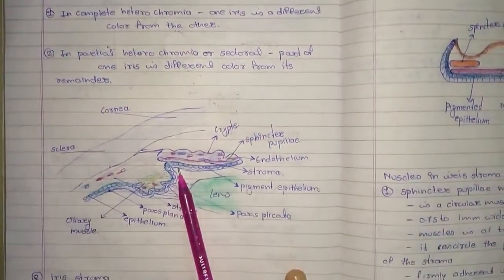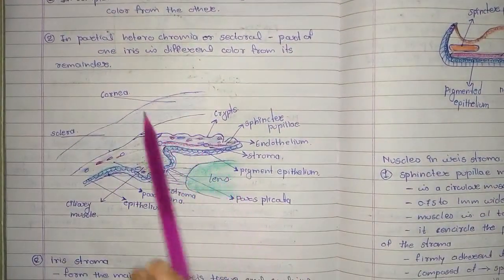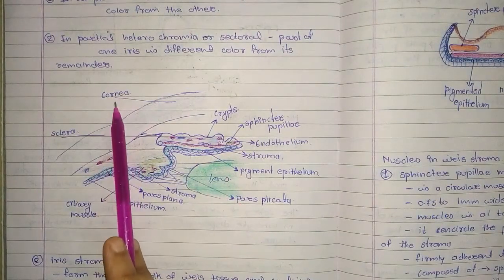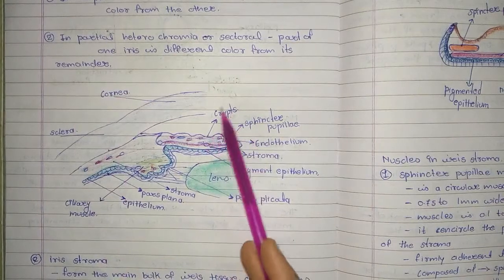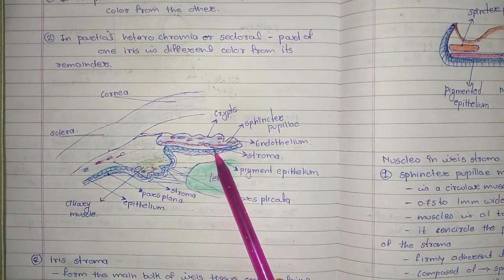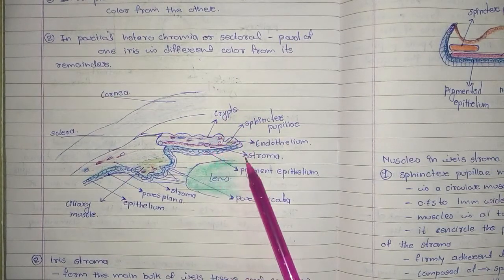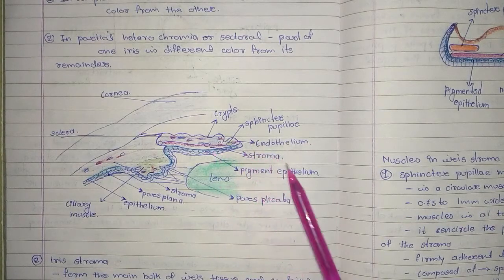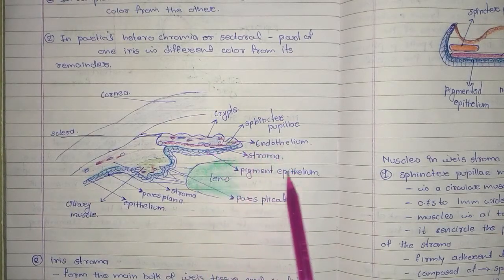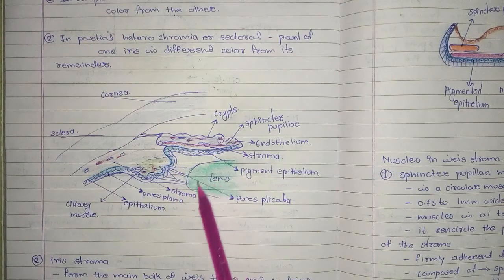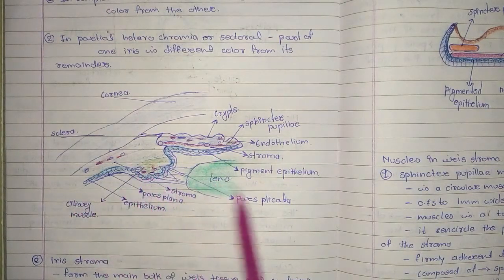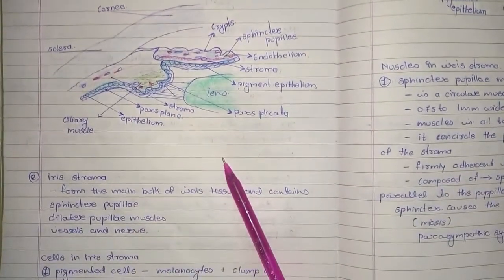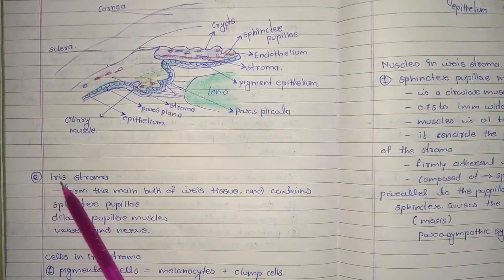Now this is the structure of the iris and the ciliary body. This is the cornea, this is the sclera, the depression area known as the crypt, and the main bulk of iris tissue which forms the iris stroma. This is the pigment epithelium, this is the lens, pars plana, this is the epithelium, and this is the ciliary muscle. Now the second microscopic structure of the iris is the iris stroma.